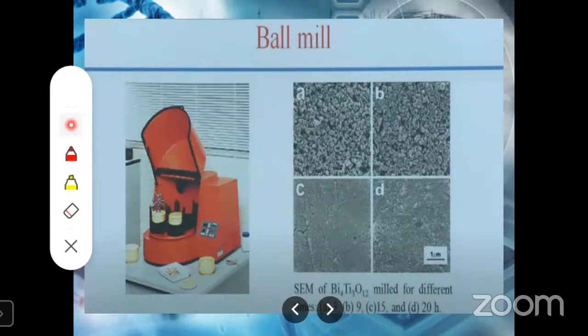And these are microscope pictures. For seeing these nanoparticles, you need to have an electron microscope. So this is an electron microscope. So these are the scanning electron microscope pictures you can see here. So the orange color figure is an electron microscope image. So the first one is A. The figure is after 3 hours of milling, figure B is after 9 hours of milling, figure C is after 15 hours of milling, and figure D is after 20 hours of milling.